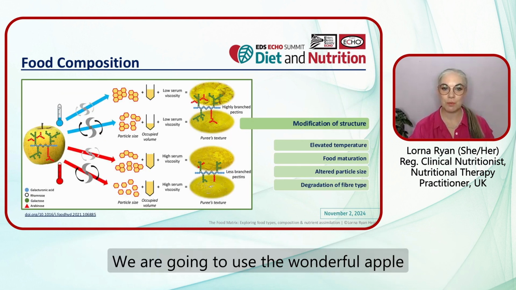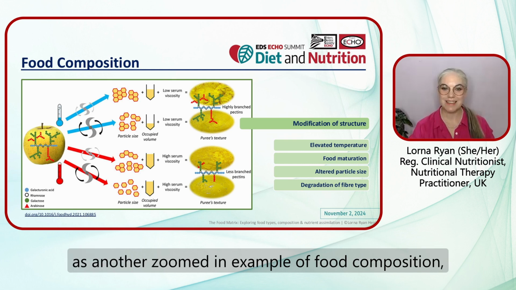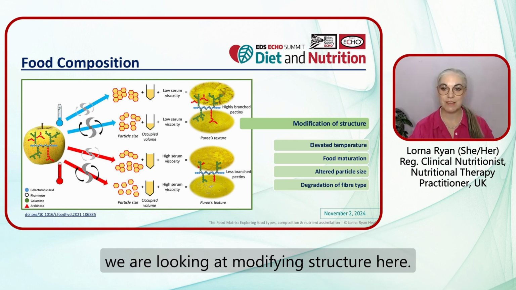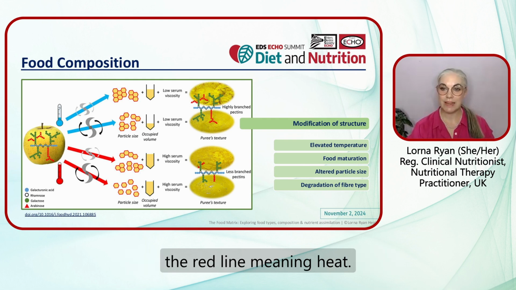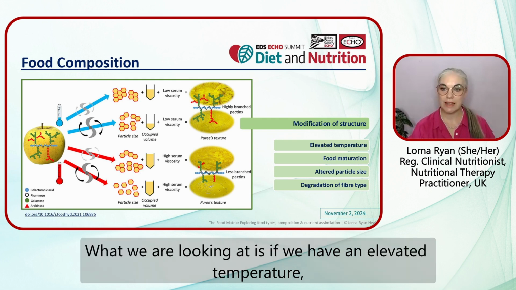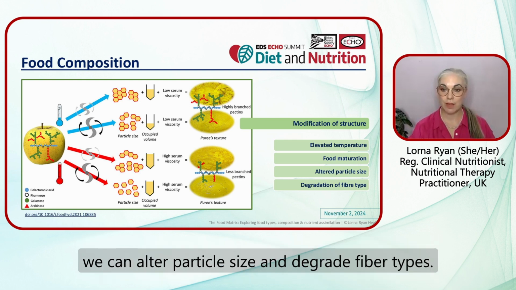And we're going to use the wonderful apple as another zoomed in example of food composition. So we're looking at modifying the structure here. So focusing on the apple and that red line, the red line meaning heat, what we're looking at is if we have an elevated temperature, we can alter particle size and degrade fiber types.